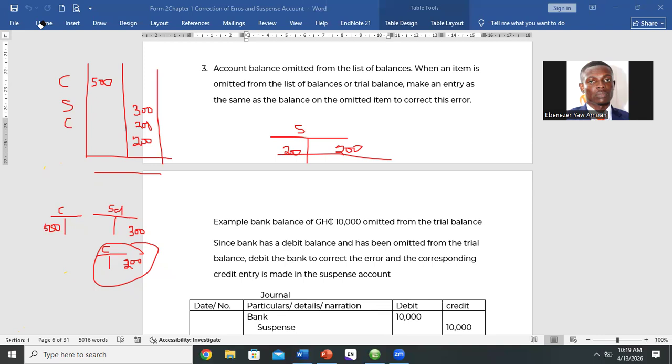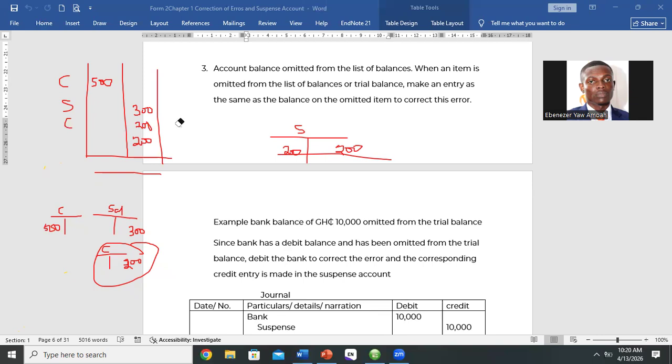You can't say credit the trial balance. No, it doesn't make sense. So instead of crediting the trial balance, you rather credit the item that is in that particular error. That is why we are crediting the commission.